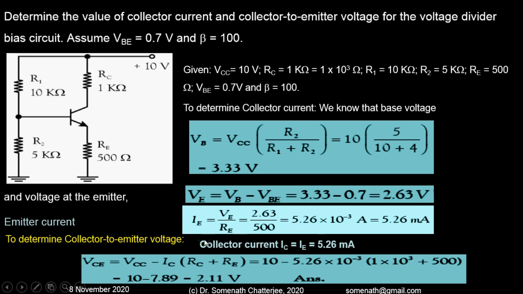Okay, so the collector to emitter voltage VCE is equal to VCC minus the drops. That means we are applying the output loop, the KVL, Kirchhoff's voltage law. Then we can get the answer, 2.11 volt. So the collector to emitter voltage we can find from there. And so I think this is clear for you.